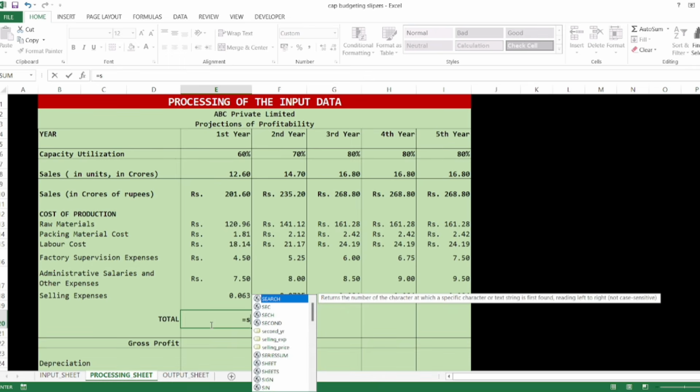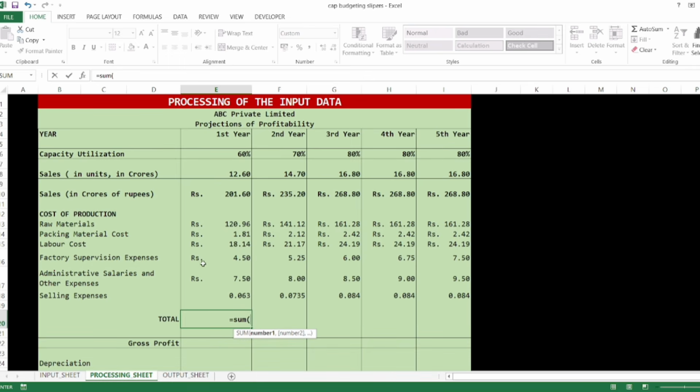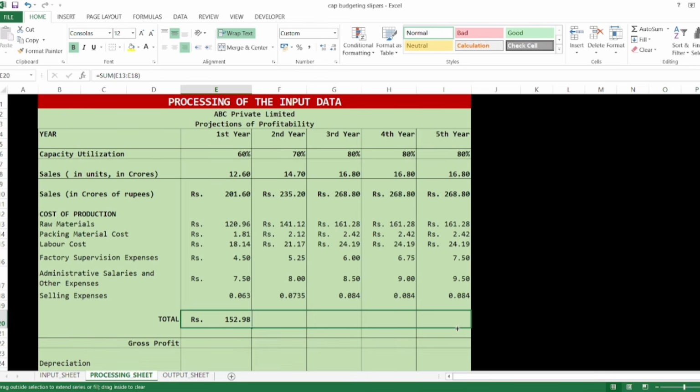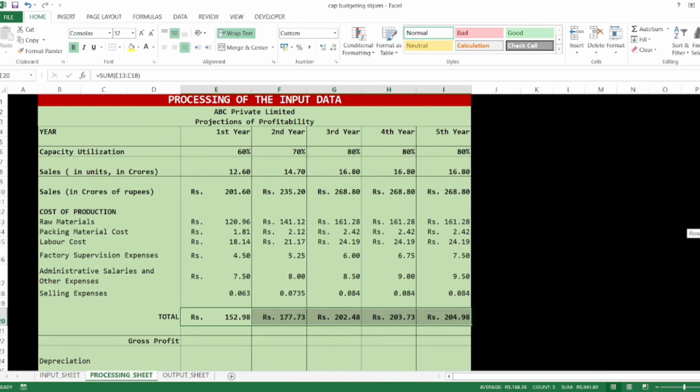Now for the total, we'll use the sum function, so equals to sum, and select all your costs: raw material, packaging, labor, and you'll get your total cost. Then again drag it till the fifth year.